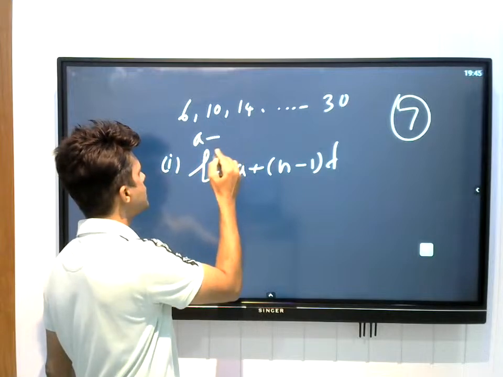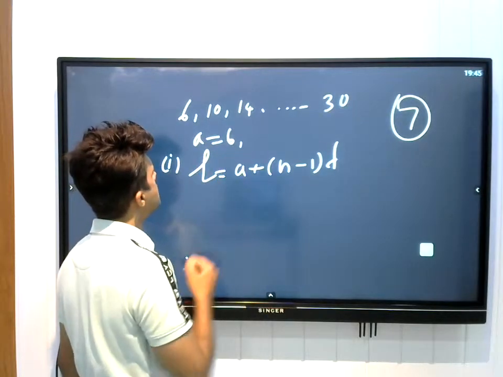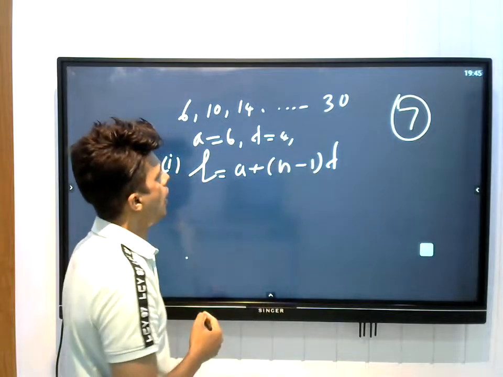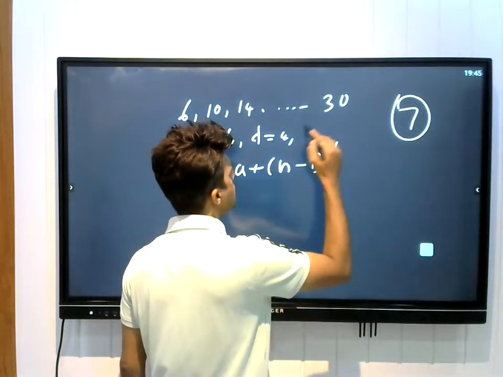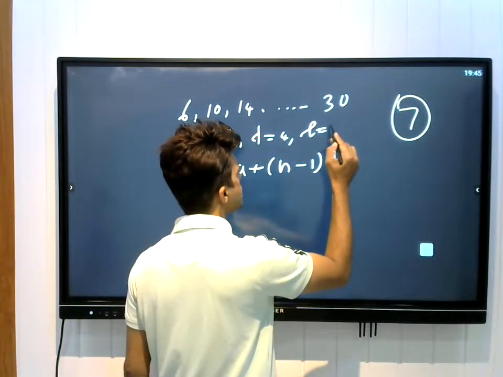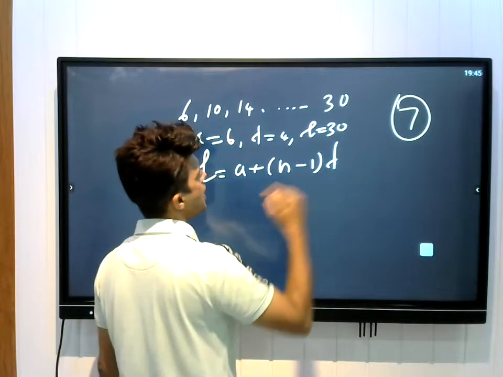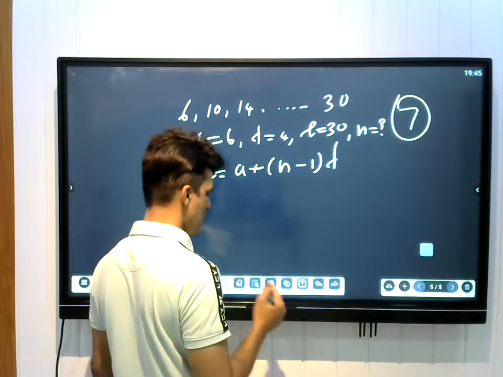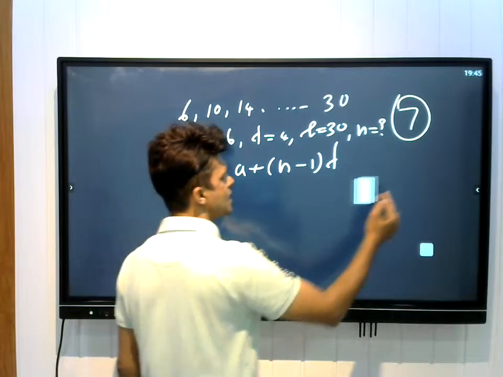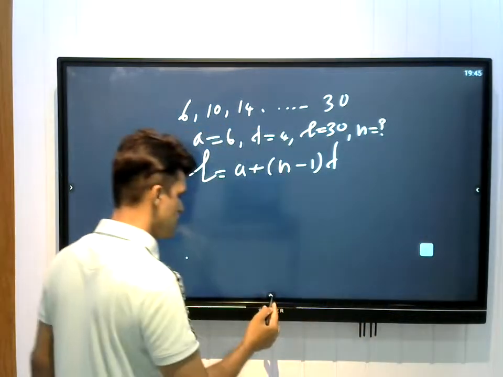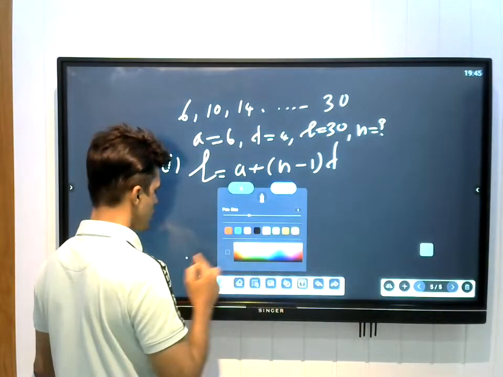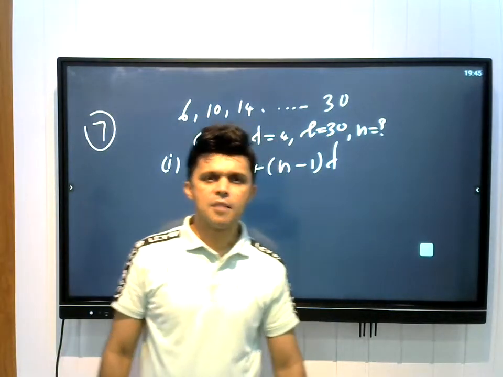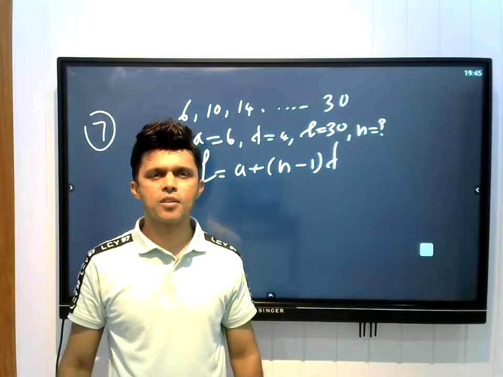You know a equals 6. d equals 10 minus 6, which is 4. L, the last term, is 30. You need to find n. n means you do not know the number of terms. Just bear in mind that we have taken the number of terms as 7. There are 7 terms in this progression.